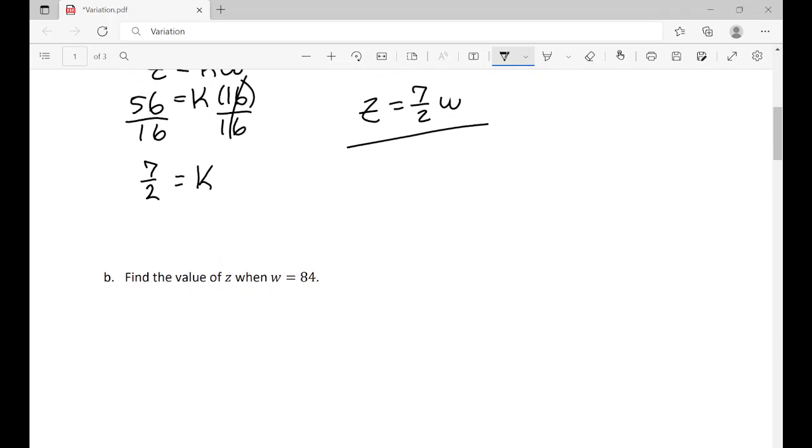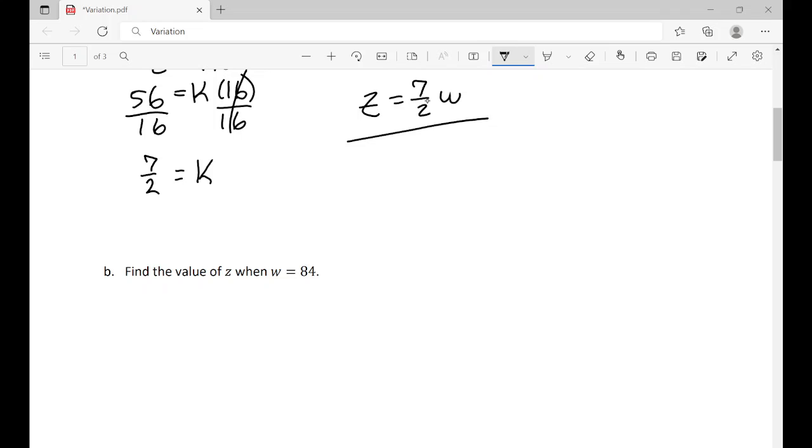So now I'm going to take my directly varies model, and I'm going to solve for this part. Find the value of z when w is 84. So z equals 7/2, and w is 84, so times 84. And when you do the arithmetic, 7/2 times 84 is going to give you 294. So there's a solution to this part.